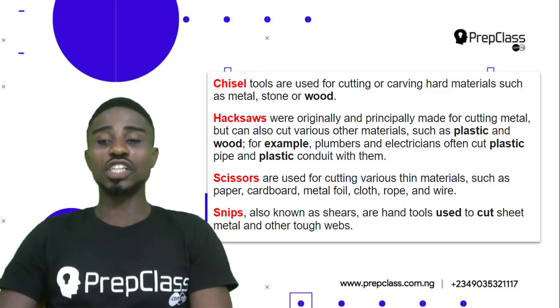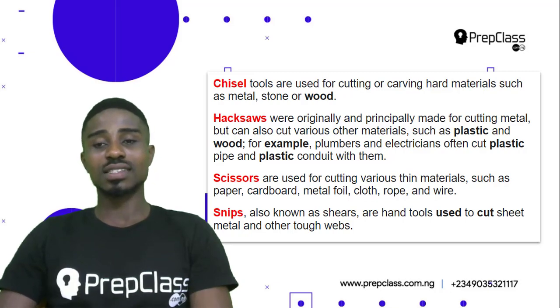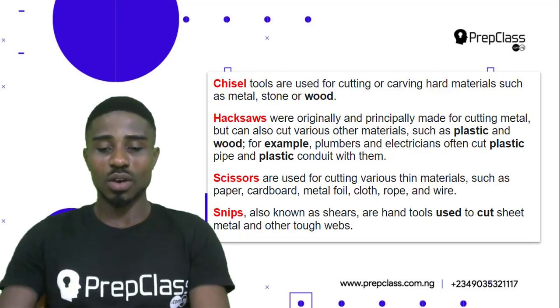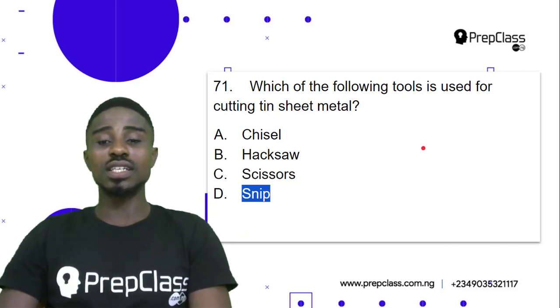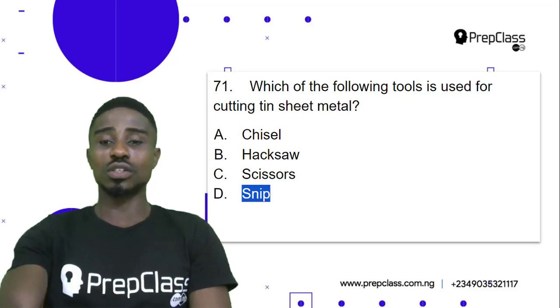Snipes, also known as shears, are hand tools used to cut sheet metal and other tough webs. So snipes are specifically used for cutting sheet metal, and that is our correct answer. Alright, let's look at it. Question 71, option D, snipe, is our correct answer. Let's look at the next question.